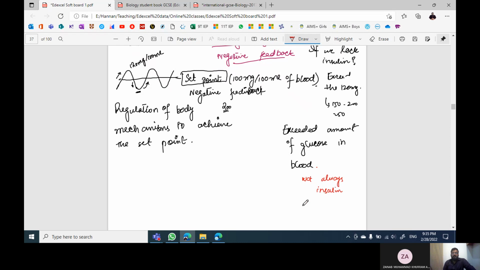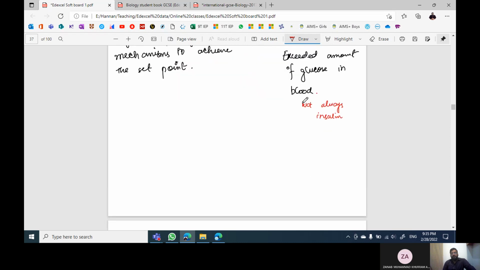There is a specific type. There are two types of diabetes, and I think you must know about it. Number one is type 1 diabetes, and the other one is type 2. Type 1 are those diabetic persons who are suffering from insulin dependent diabetes mellitus. What is the meaning of insulin dependent? They have no insulin in their body.